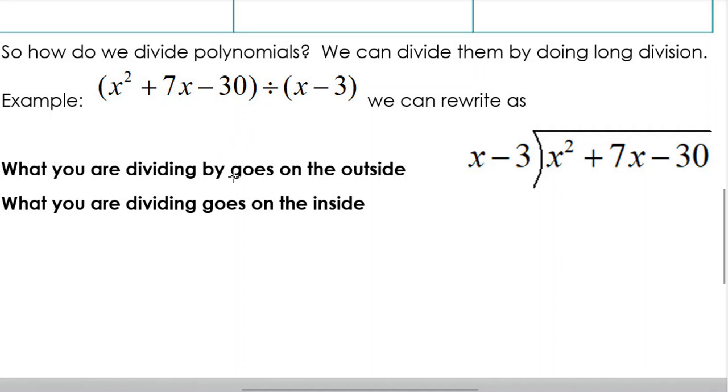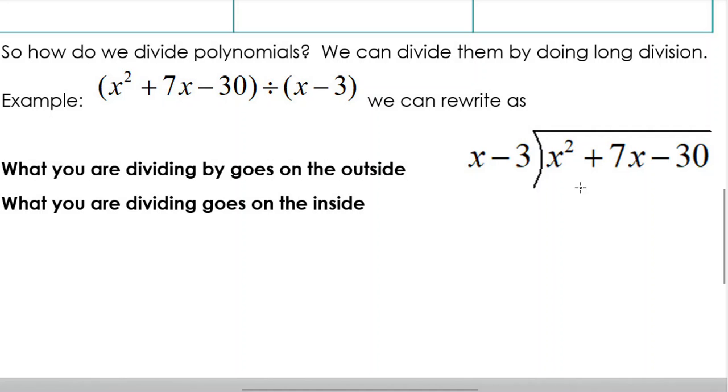Remember, what you're dividing by goes on the outside. So if I'm dividing by this x minus 3, that goes on the outside. What I'm dividing, this x squared plus 7x minus 30, goes on the inside. So that's something to remember. Alright, so let's go old school method on how to divide polynomials.